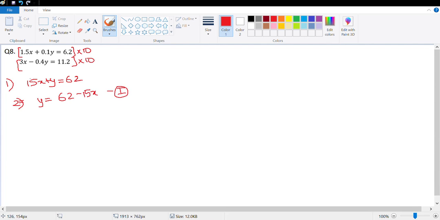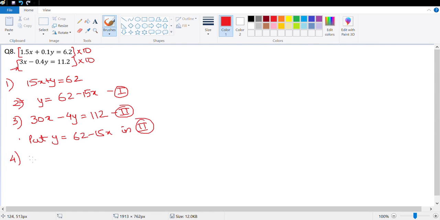So y is equal to 62 minus 15x. In fact, when I multiply by 10 here, what we get is 30x minus 4y is equal to 112. Correct? I notice 2 is common. I could divide this by 2, or I could substitute the value of y immediately. Let's put y immediately. So let's call this equation 2. So put y is equal to 62 minus 15x in equation 2.